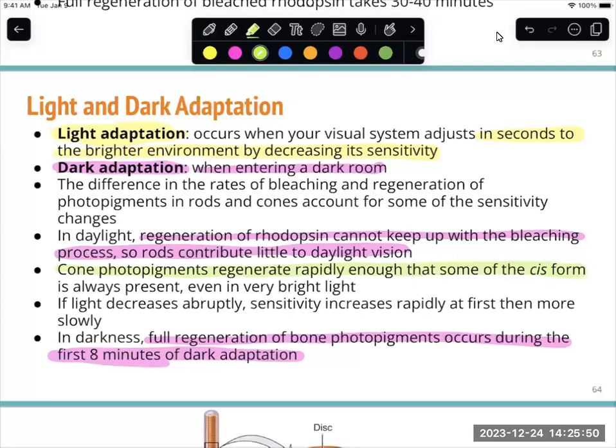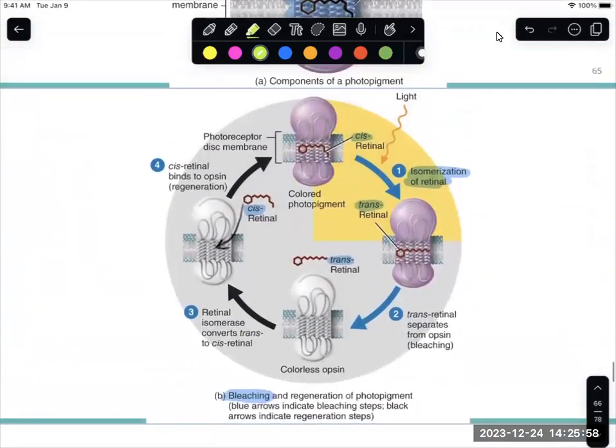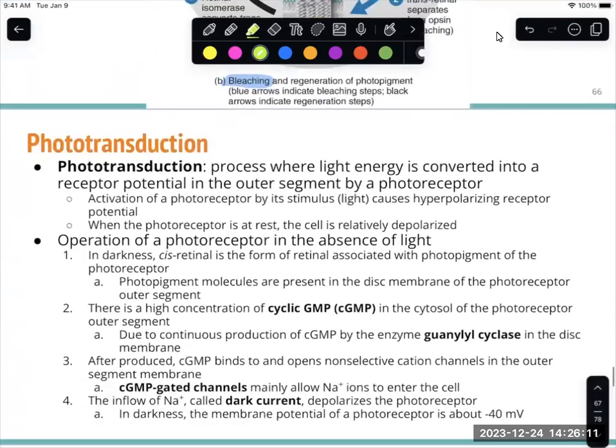That some of those cis forms are always present, even in very bright light. So this is what is happening that allows you to see that bright versus dark between these rods and these cones. Phototransduction.